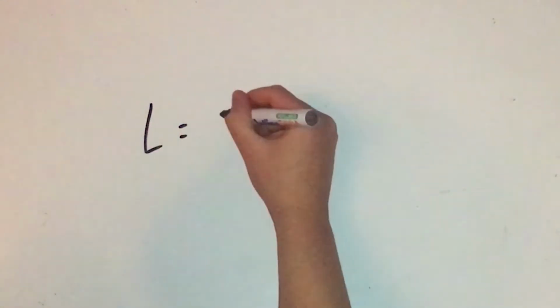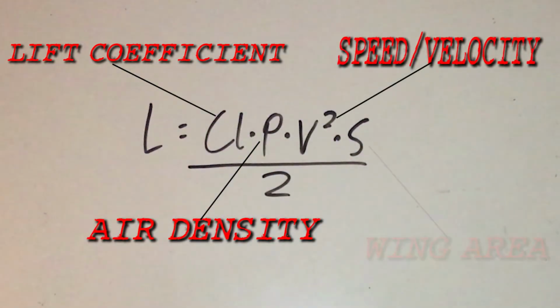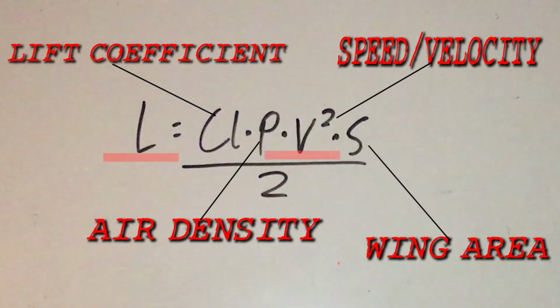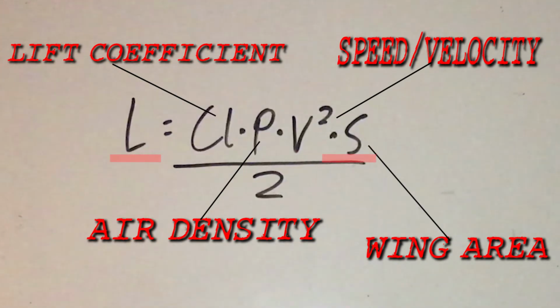It gets a little confusing here, but lift is determined by the coefficient of lift, the air density, the velocity or speed of the aircraft, and finally the wing area. So for example, increasing the aircraft speed will result in a lift increase, same result if you increase the wing area, and so on.